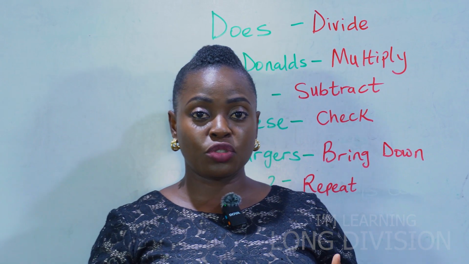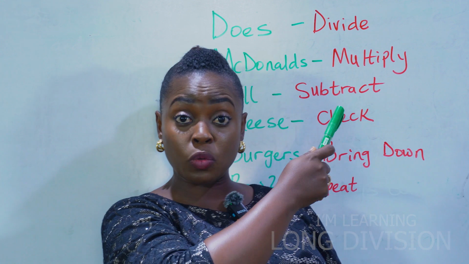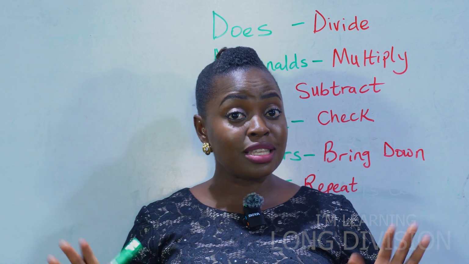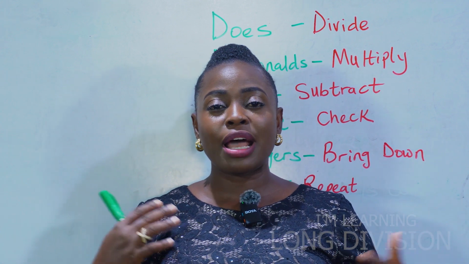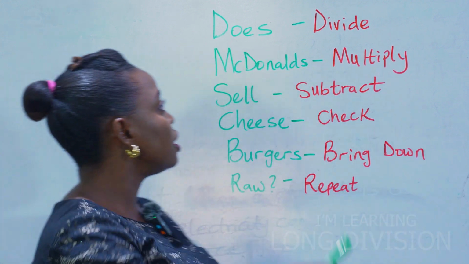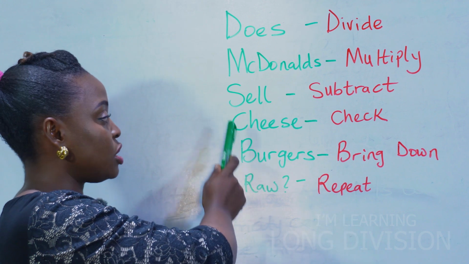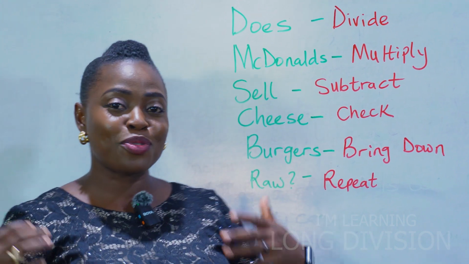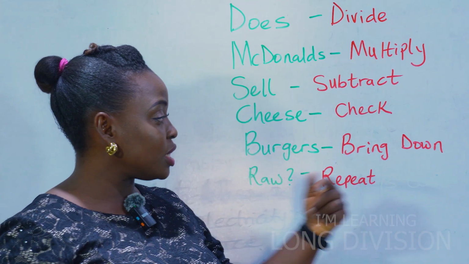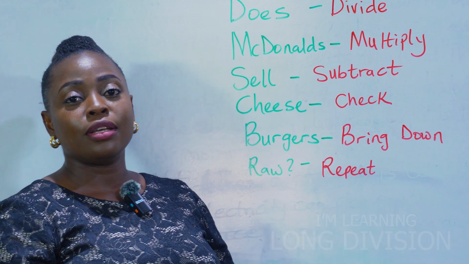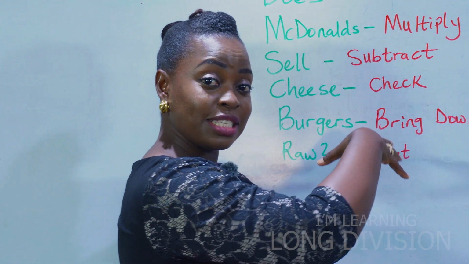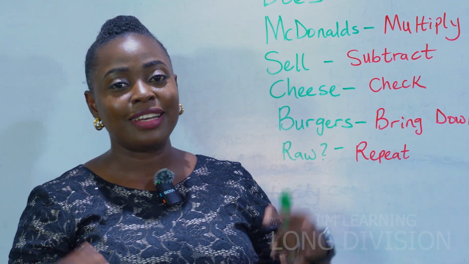So these are the steps in long division. We divide, we multiply, we subtract, we check, we bring down, and we repeat. These are just the steps in long division. But I have a mnemonic that helps make it easier to remember, and this is, does McDonald's sell cheeseburgers raw? Now, when you remember that statement, you remember divide, multiply, subtract, check, bring down, and repeat. So now we're going to be exploring a few questions, and I'll show you how you can use this to make long division easier and so much fun.